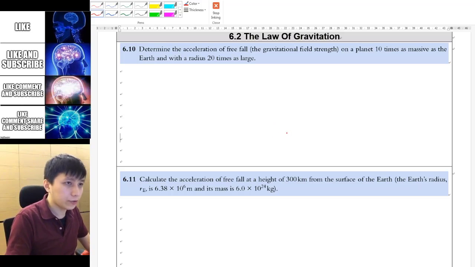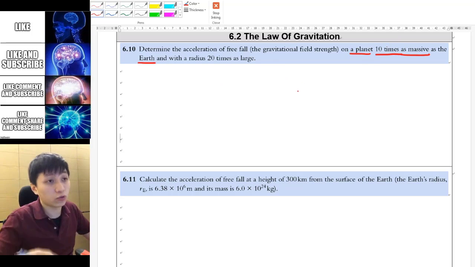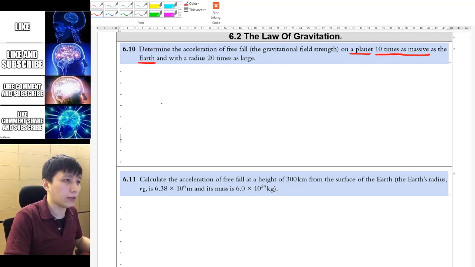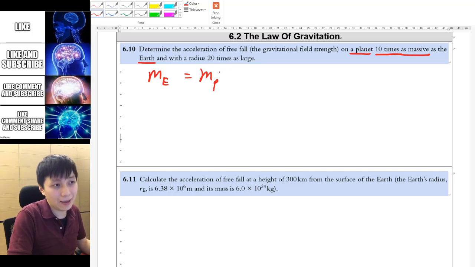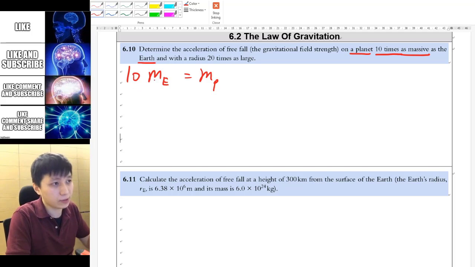Alright, first question, there's another planet that you want to compare with the Earth, but its mass is 10 times greater. So I would say try to write down an equation about that. So I can say ME, and so equal to that whatever planet MP, but then the MP is much greater, so that will be 10 times of the mass of the Earth. So this is the equation that I will write.